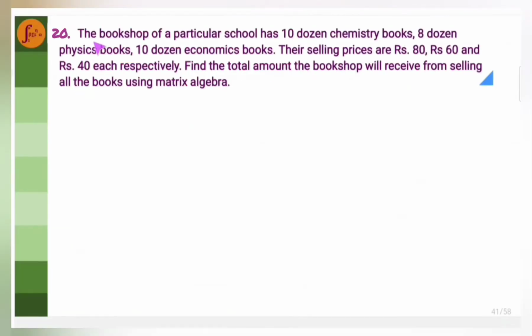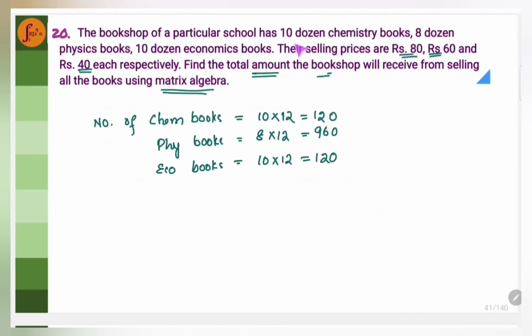Let's take another example. The bookshop of a particular school has 10 dozen chemistry books, 8 dozen physics books, 10 dozen economics books, and their selling prices are given to be 80, 60 and 40 each. Find the total amount the bookshop will receive from selling all the books using matrix algebra. So first, the number of chemistry books is 10 dozen, physics books is 8 dozen, economics books is 10 dozen. So you're going to get 120, 96 and 120 as the book count, right?